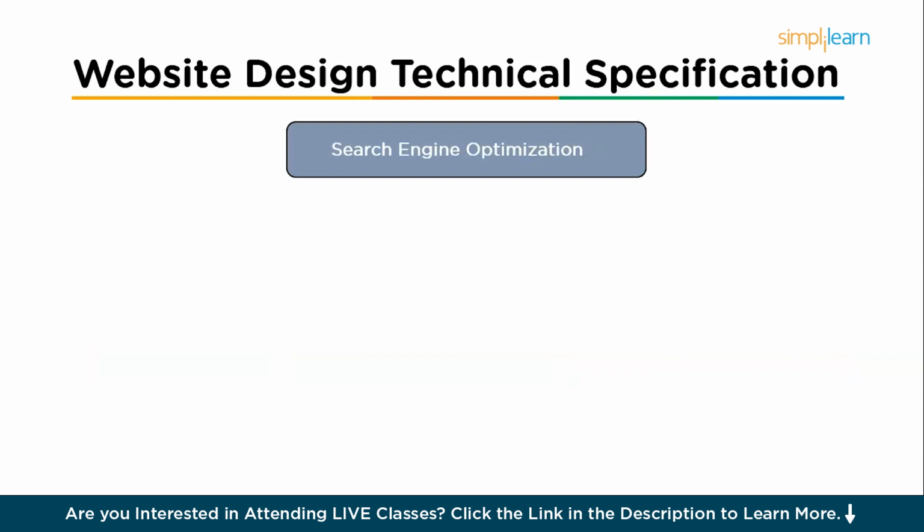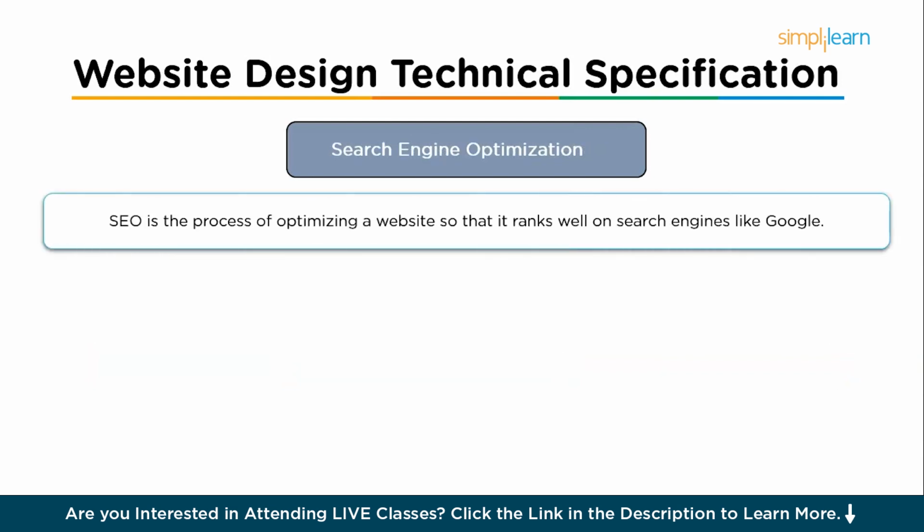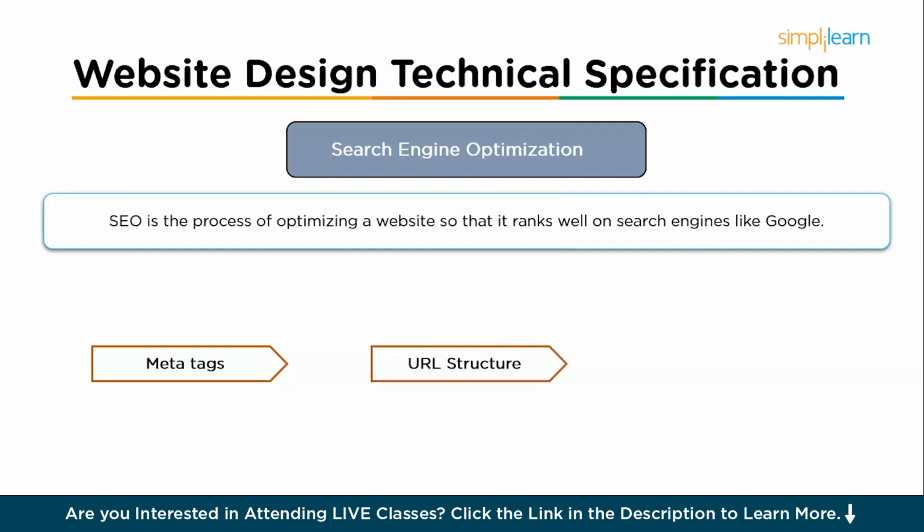The fifth one is search engine optimization, SEO. SEO is the process of optimizing a website so that it ranks well on search engines like Google. So this involves technical aspects such as meta tags. This is the use of title tags and meta descriptions to provide information to the search engines. The second is URL. So clean and descriptive URLs that help search engines understand the content.